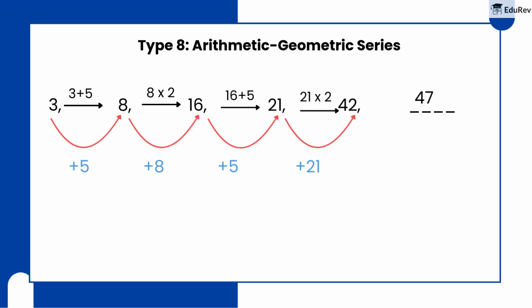The pattern is a repeating set of two different operations. First we add 5, then we multiply by 2. The last operation was 21 multiplied by 2 equals 42. So the next operation in the sequence must be to add 5. 42 plus 5 equals 47. The correct answer is 47, which is option A.